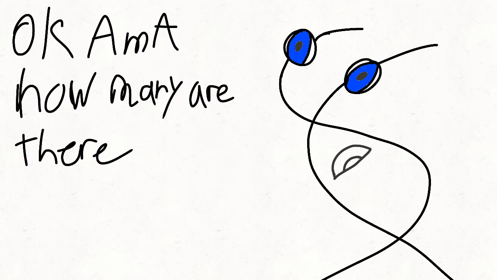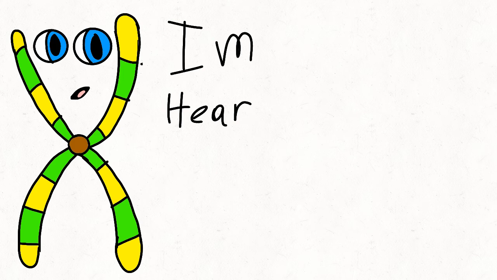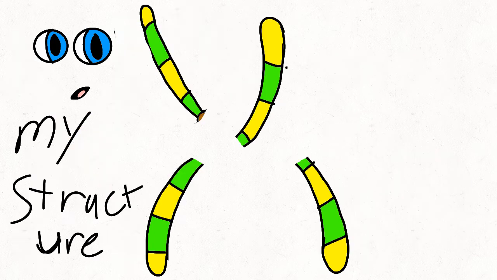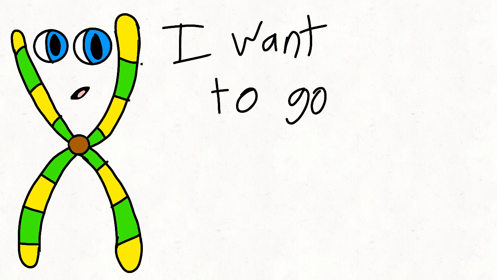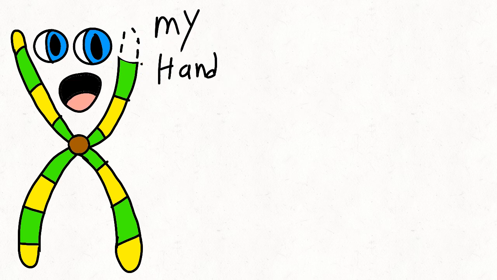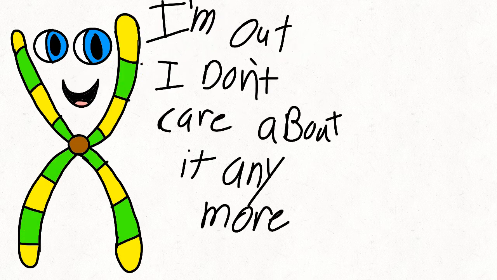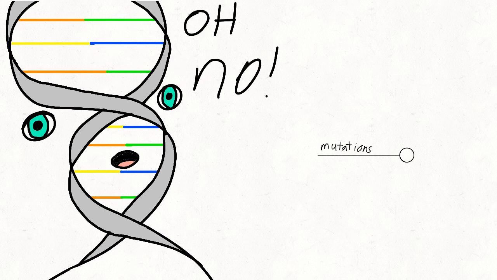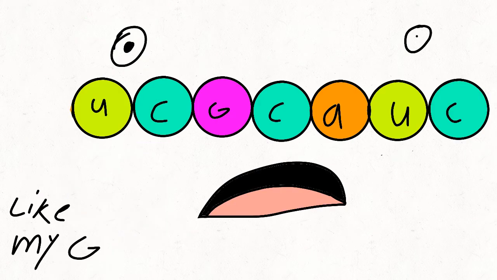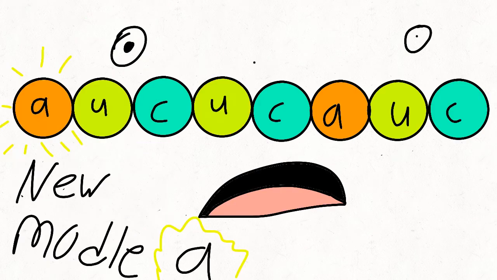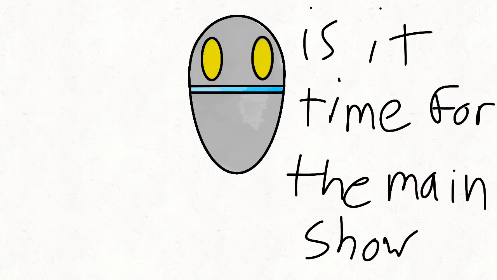Well, to answer that, there are two types of mutations. One is called chromosomal mutations, which affects the chromosome structure by gain, loss, or rearranging. And the other one is point mutation, which affects a single nucleotide by loss, gain, or substitution.